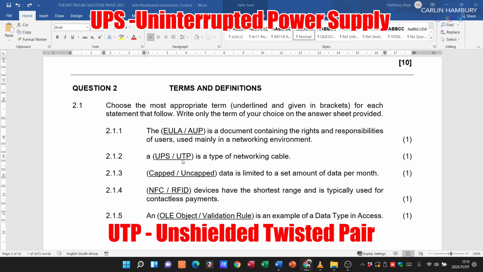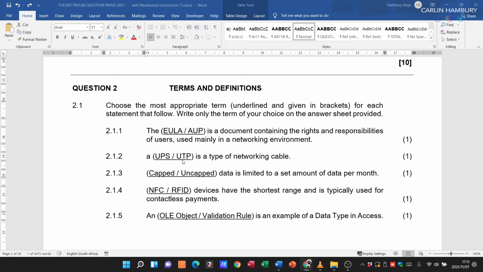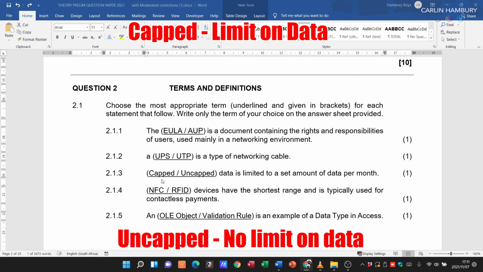That's your unshielded twisted pair. So it's a specific type of cabling. Capped and uncapped. This refers to, obviously, the amount of data we have on our internet line. If it's capped, it means there's a limit to it. If it's uncapped, there's no limit to the amount of data we can download, right?